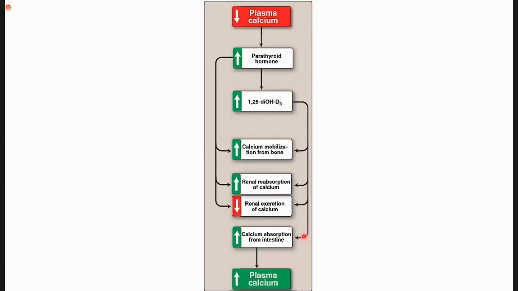Again, this is taken from your book Lippincott. Decreased plasma concentration of calcium increases the parathyroid hormone. Parathyroid hormone activates vitamin D, more and more formation of calcitriol, which acts on calcium mobilization from bone, increased renal reabsorption, decreased renal excretion of calcium, increased calcium absorption from the intestine, and ultimately increases the plasma calcium concentration.